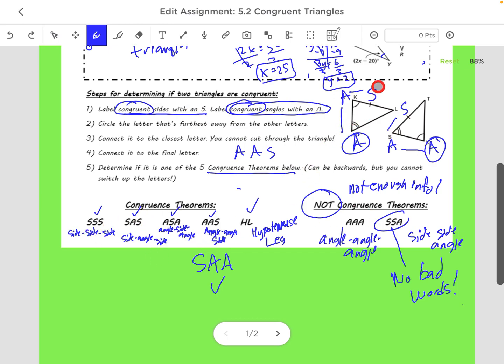Okay, so we're just going to label the sides and label the angles. Then we're going to go from the farthest one and connect it, and then read out which one it is.